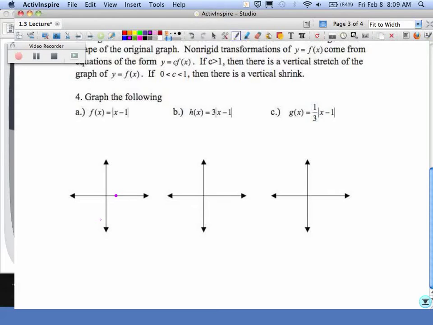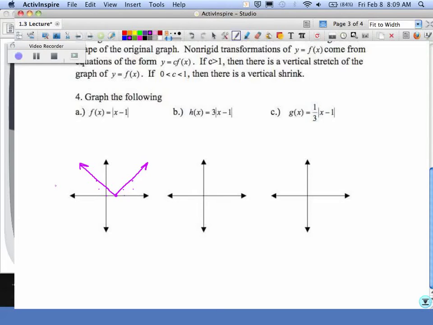V-shaped graphs or absolute value have a slope of 1 in my head, meaning I move over 1, up 1, over 1, up 1. It's kind of a 45-degree angle line. So you could go to the left 1, up 1, to the left 1, up 1, to the right 1, up 1, to the right 1, up 1. But you just want to pay attention to it, because what's happening now is they're going to change the slope, if you will, and you want to catch that.